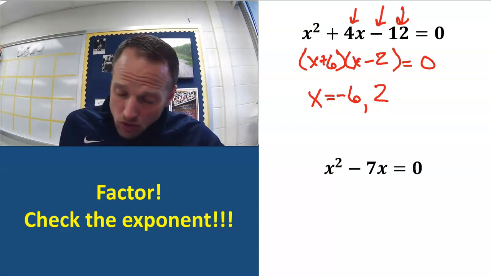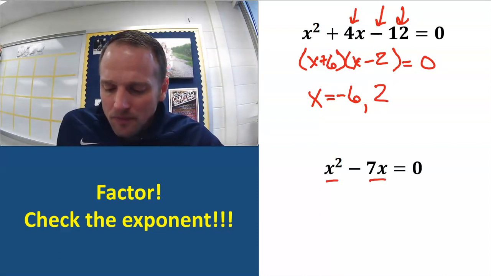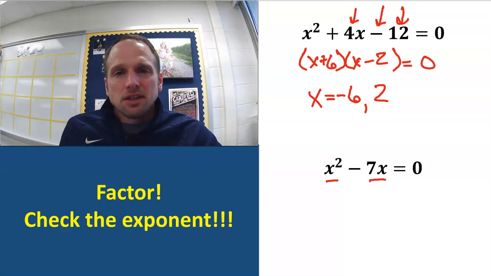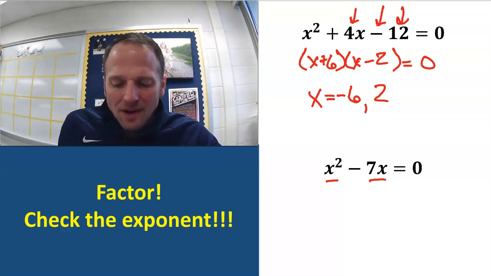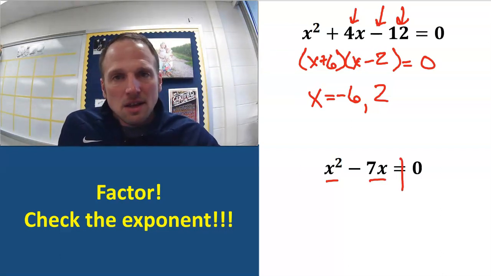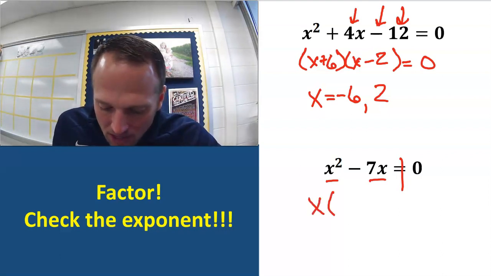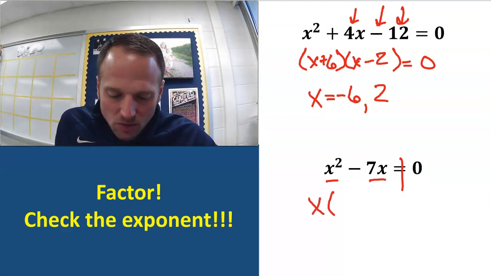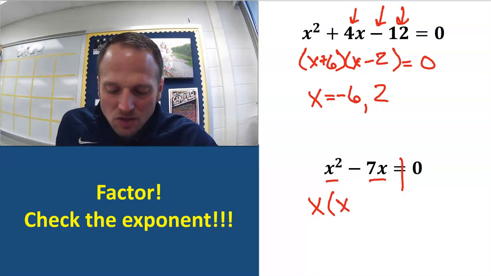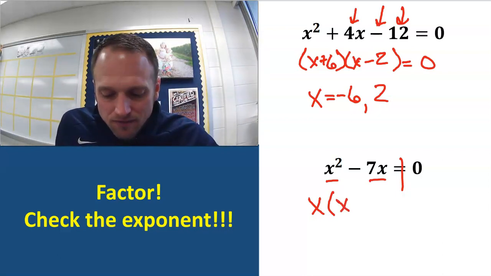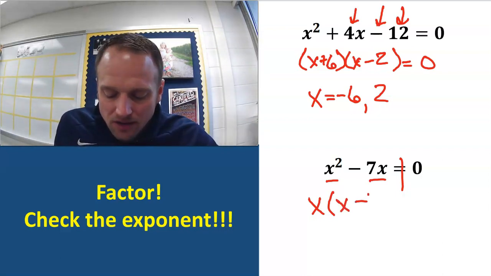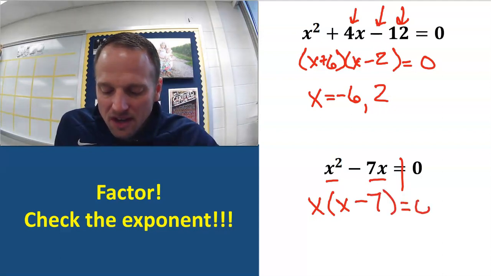Now let's look at one last problem. Here's what I see on this problem. Everything on the left side has an x in it, which means I can factor out an x. The greatest common factor here is an x. So if I take an x out of the x squared, that's just going to be an x. If I factor out the x from the 7x, that's just going to be x minus 7 equals 0.